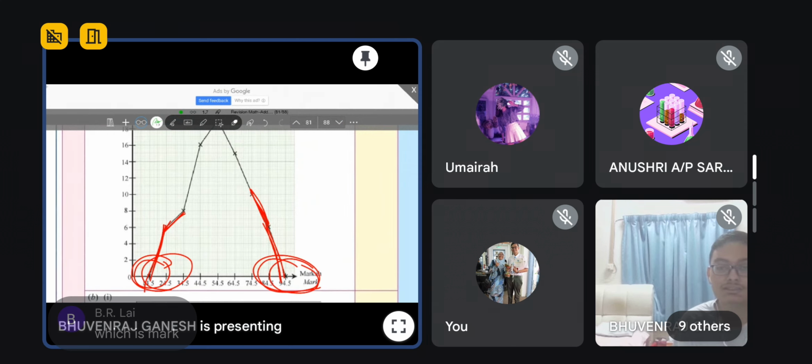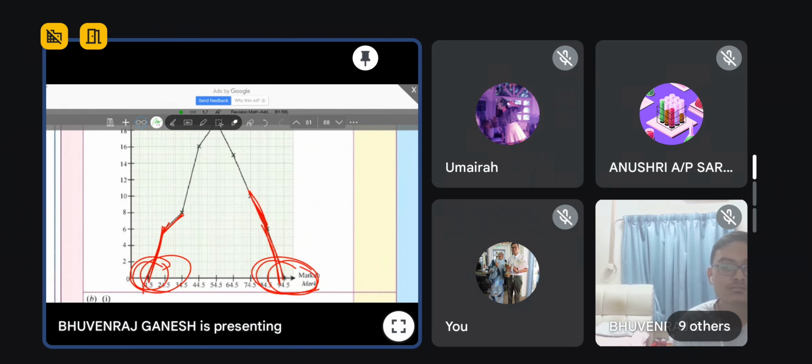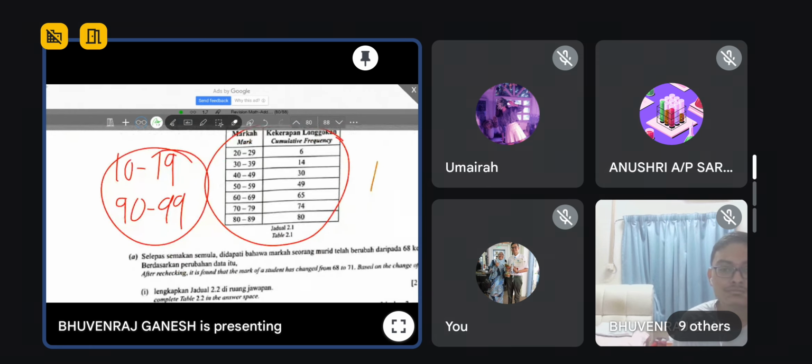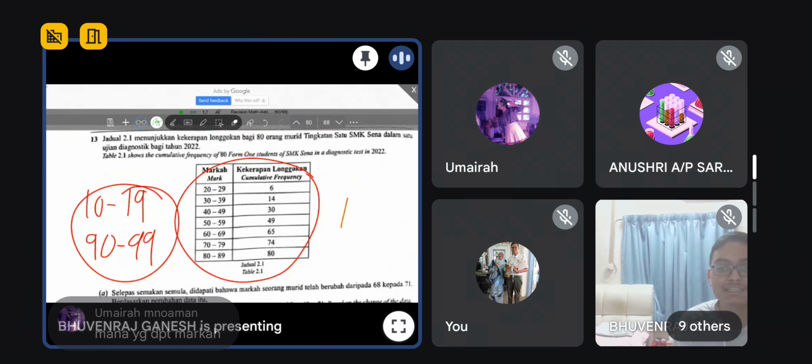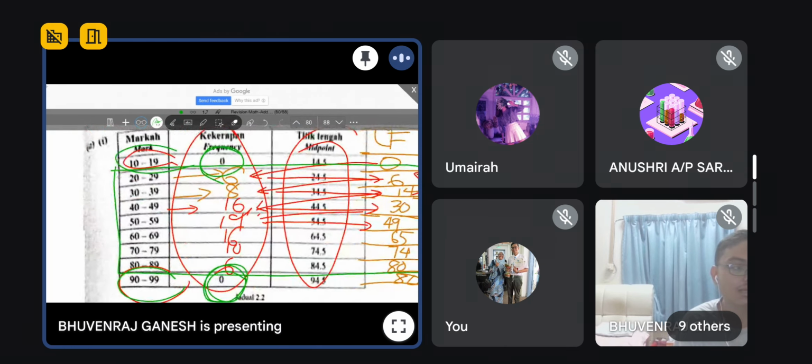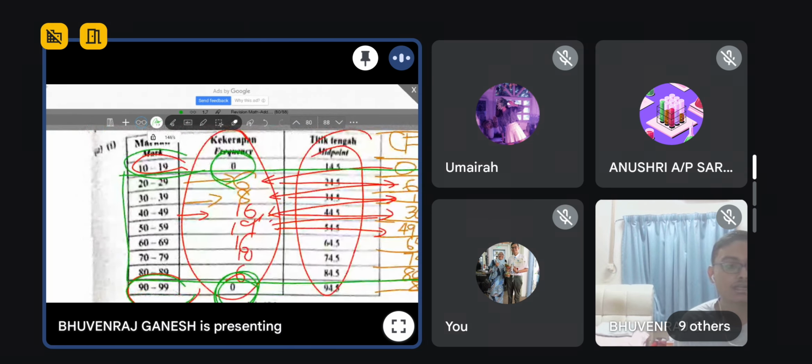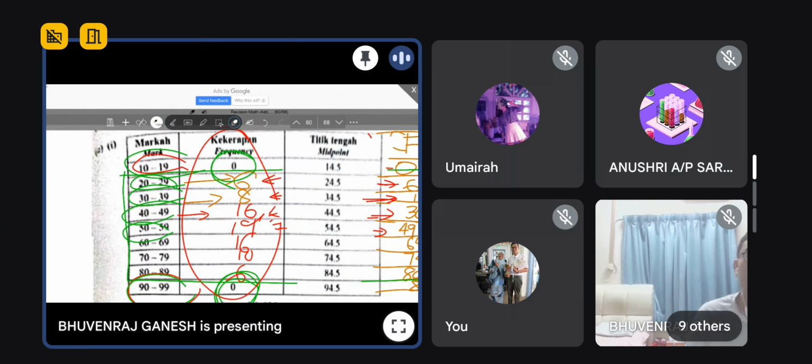Which is the mark? What do you mean? Mana yang dapat markah? Kamu dapat markah dari sini lah. Kamu ambil titik tengah kelas ni. You take the midpoint of every single class. Then you plot. Midpoint maksudnya kamu ambil nilai terawal tambah terakhir bahagi 2. Okay? So that's why kamu dapat semua nilai kat kanan, kat sini. Okay, semua nilai ni.